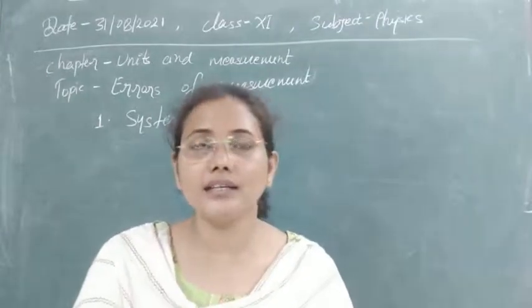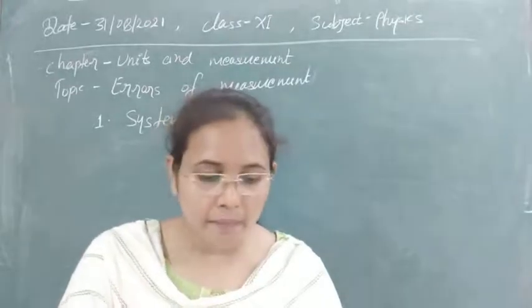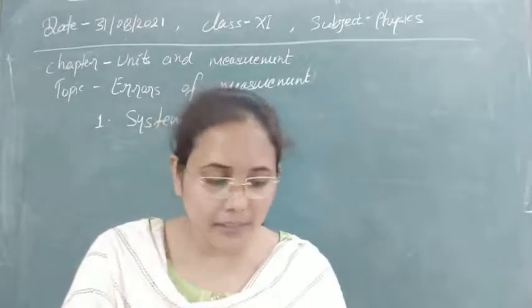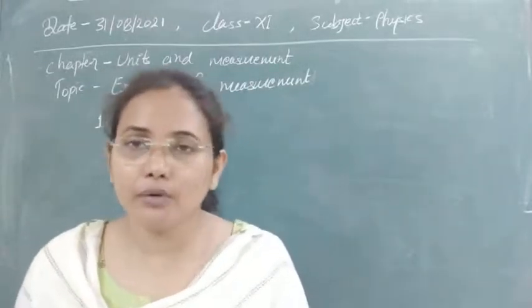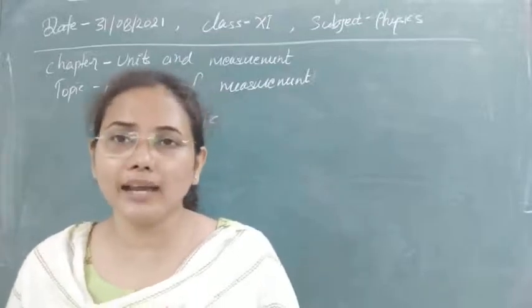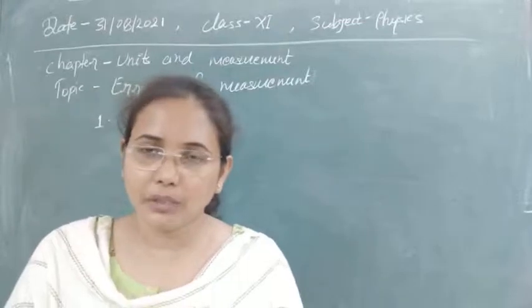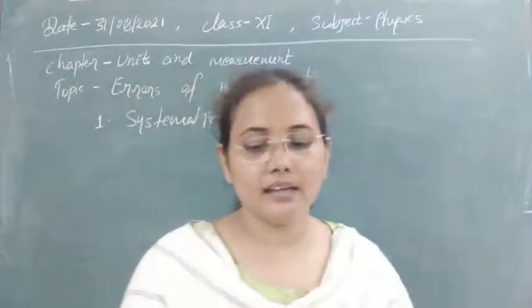So these are the systematic errors that can be minimized by improving experimental techniques, selecting better instruments, and removing personal errors. You have to be experienced for that, then this kind of error will be automatically removed or minimized. So the first error we have discussed now. The second error, let's see, random errors.